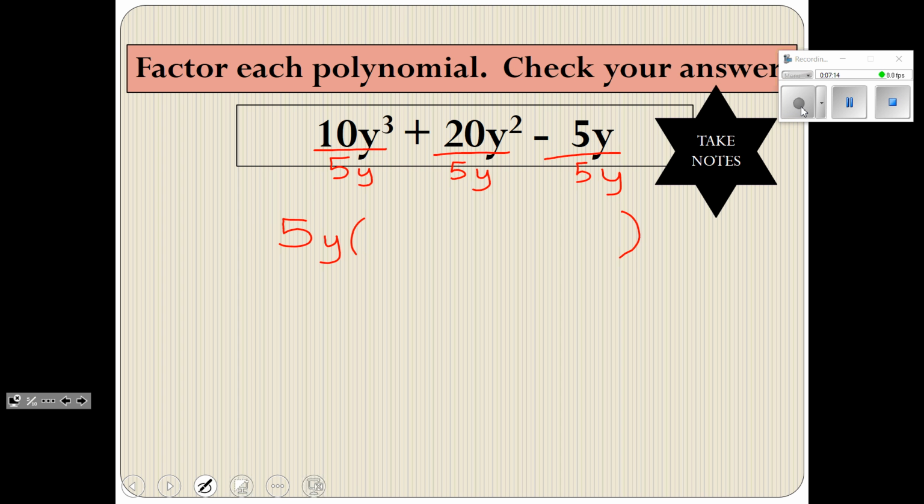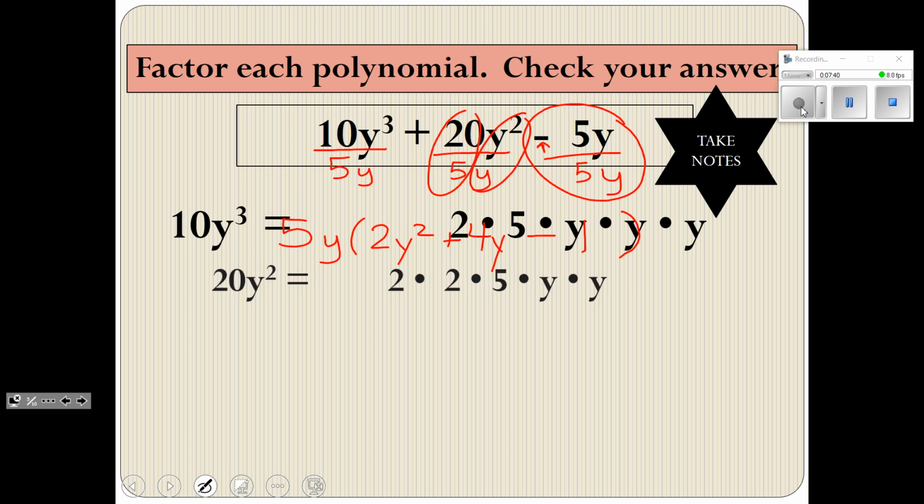So we have 10y cubed divided by 5y, which would be 2y squared. We have 20y squared divided by 5y. So we have 4y. Then we have a term divided by itself, which is 1. One negative, so we know it's a negative 1. So you have factored that trinomial.